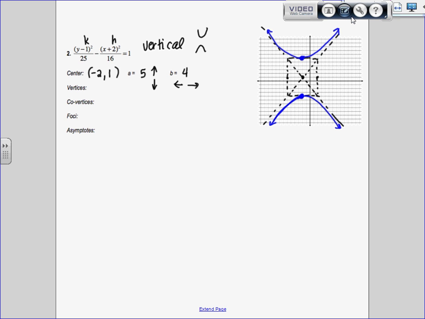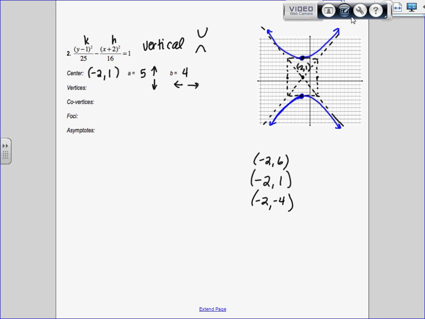All right, so we need to find our vertices, our covertices, the foci, and the asymptotes. So our vertices are actually on the curve. Okay, the covertices never touch the curve. They're just kind of making the box shape. So your vertices are the ones that are up and down. Okay, so if I'm going to find those, I went from my center, which was -2, 1, and I went up 5 and down 5. So if I'm at -2, 1, and I go up 5 and down 5, I'm going to be at -2, 6, and I'm going to be at -2, -4.